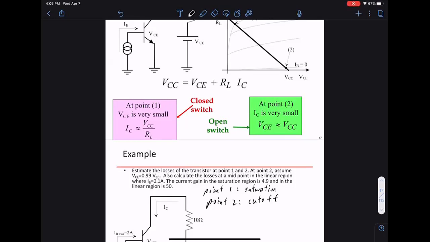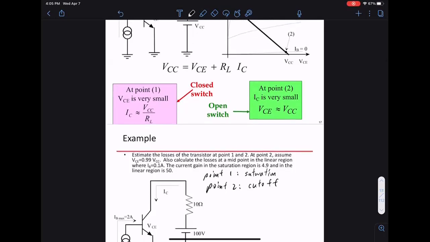I want to see why you want to avoid operating in the linear region. So is the question clear? Okay, good. All right, so let's do some calculation.